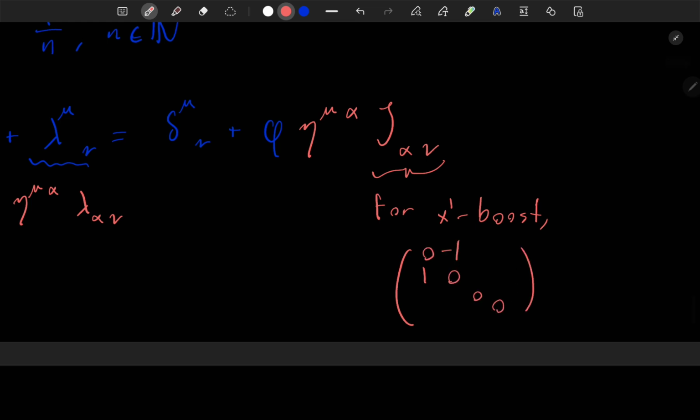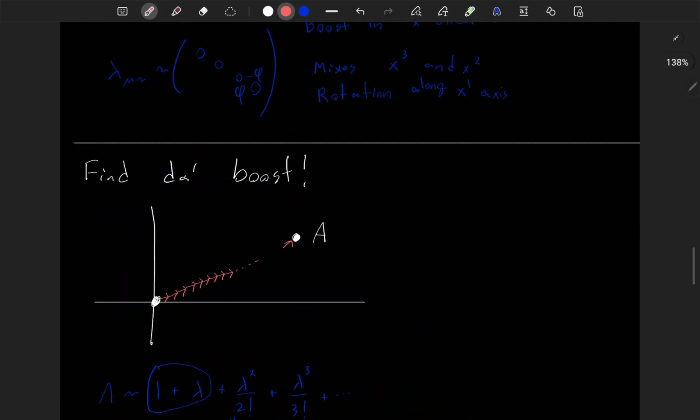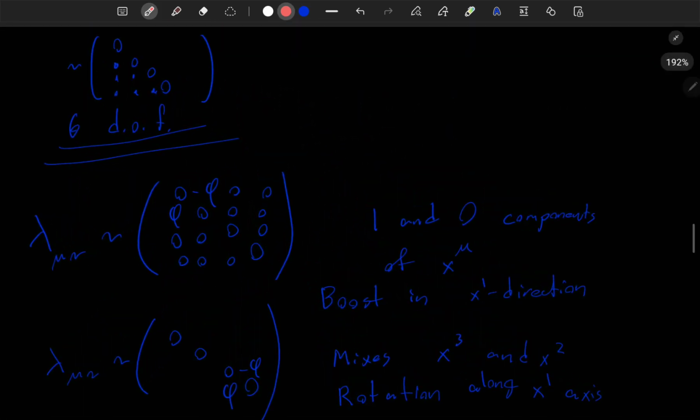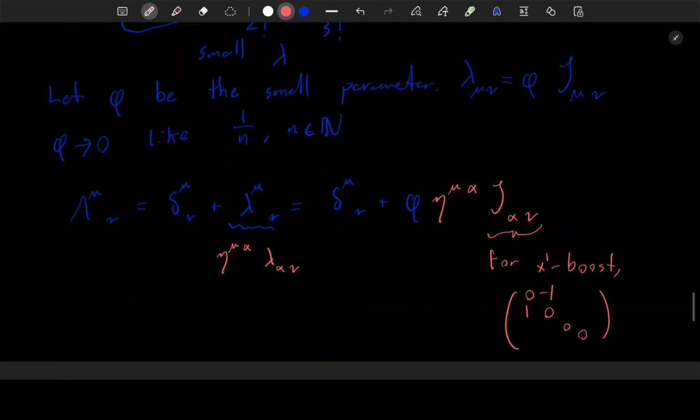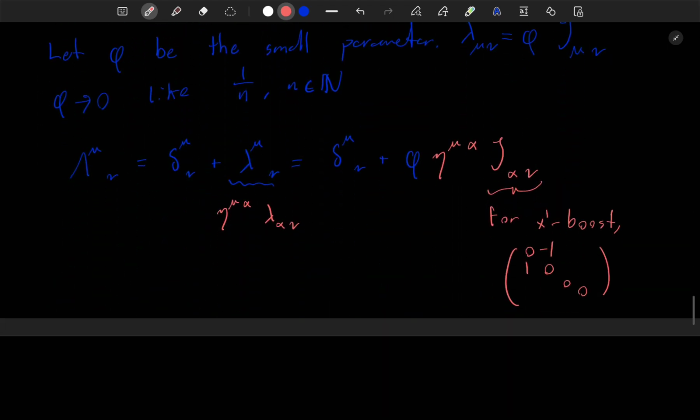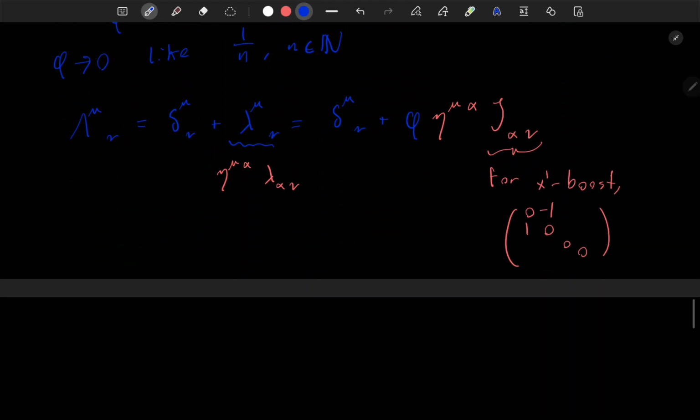Because before, we were considering different possible infinitesimal transformations. We found that there are anti-symmetric matrices or tensors, and that's how we found this form. So that's what that is. Very good, very good.